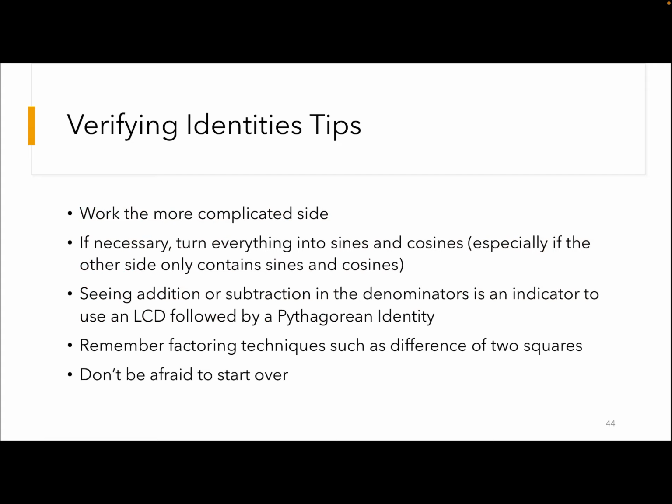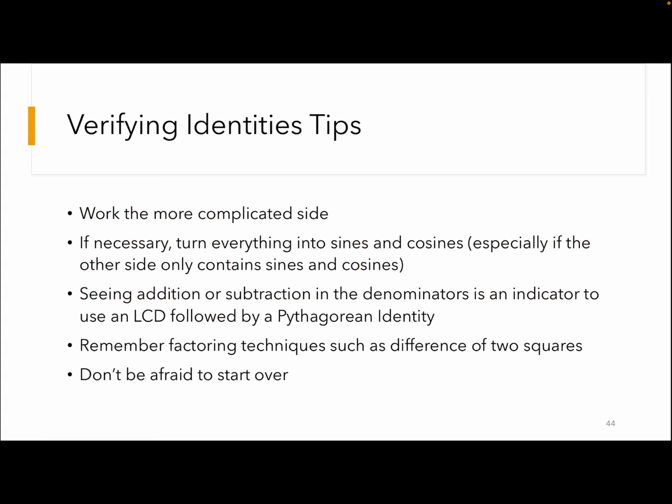Anytime you see addition or subtraction of fractions on one side, that is an indicator that you need to use an LCD, followed by probably applying a Pythagorean identity. And don't forget things like doing difference of squares to factor. And if all else fails, do not be afraid to start over on an identity.